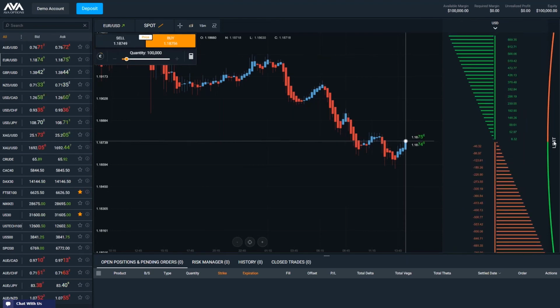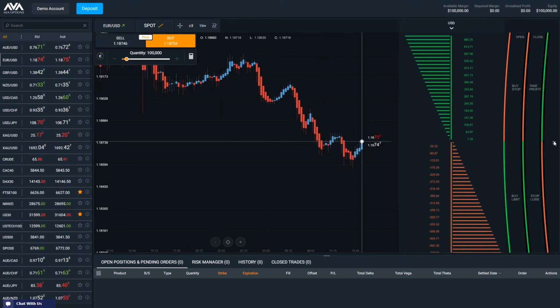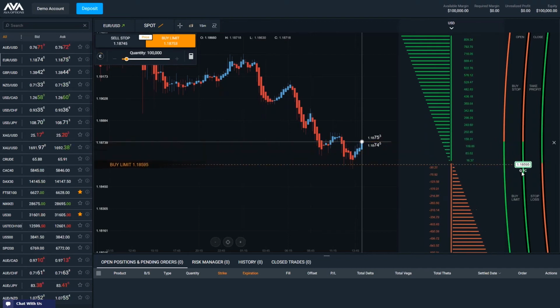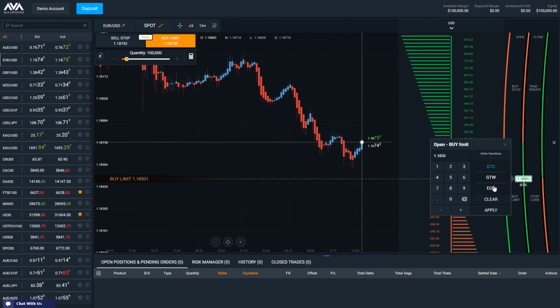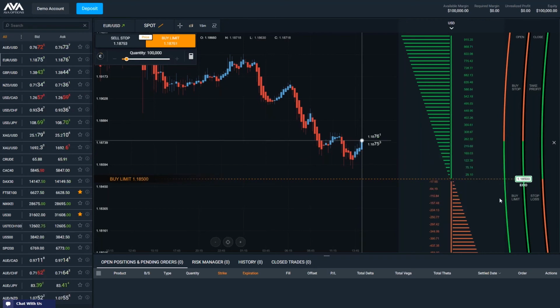If I click the word limit on the right side of the page, I can put in entry and closing limits. So for example, I can click here on the open arc and I can say, I want to buy at 118.50. I can double click and put in an exact number. I want to buy at 118.50, good until the end of today. The end of today meaning 5 p.m.